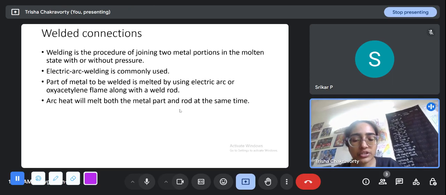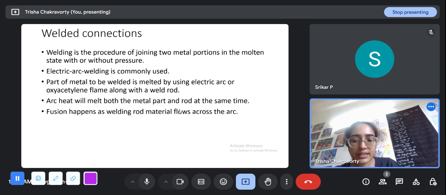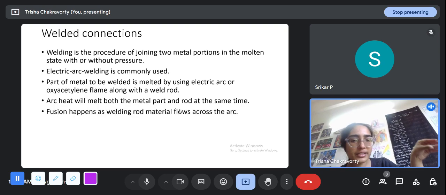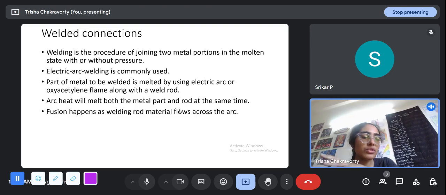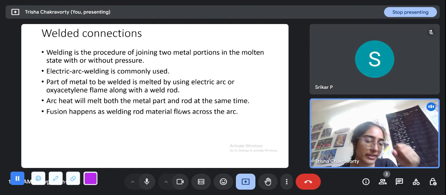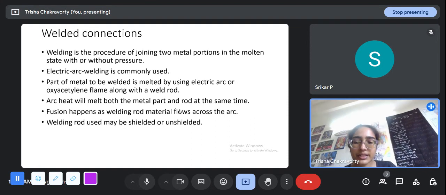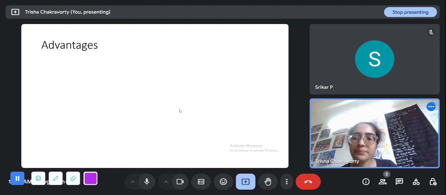Heat will melt both the metal part and rod at the same time. Fusion happens as welding rod material flows across the arc. So the molten metal flows, and then when it is allowed to cool, the fusion of the two plates to be connected and the welding material occurs. Welding rod use may be shielded or unshielded.